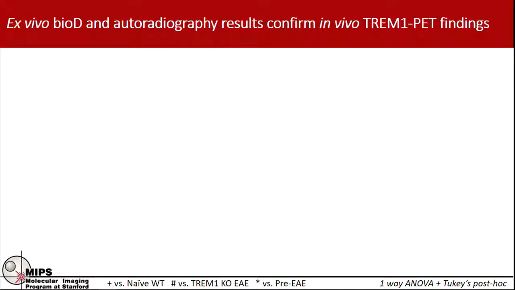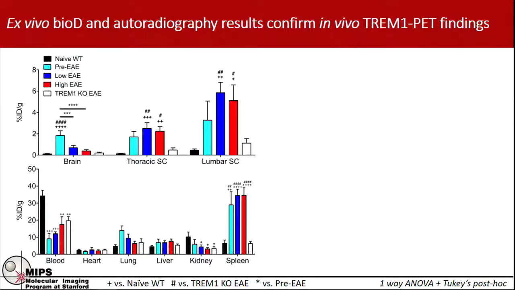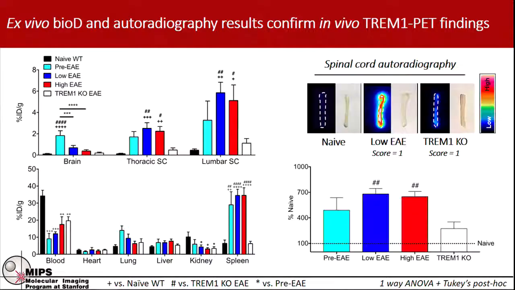And then you might think, well, Michelle, is that just because there's increased blood flow? And are we really seeing that? Well, we remove the organs, we perfuse the mice, we remove all the blood, and we remove all the organs, and we see still these significant differences in the lumbar and thoracic spinal cord and in the brain, also in some of the peripheral tissues.